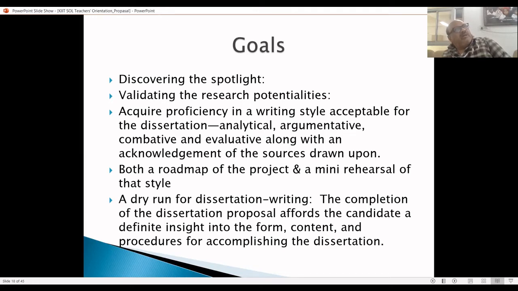By writing a good proposal, the student also demonstrates analytical skill, argumentative skill, combative skill, or evaluative skill. These are all very important adjectives, you see. The bread and butter for research in literature is analysis. Without textual analysis, nothing happens. That is the bread and butter. But analysis must lead to very cogent arguments. The student must also demonstrate argumentative skills.